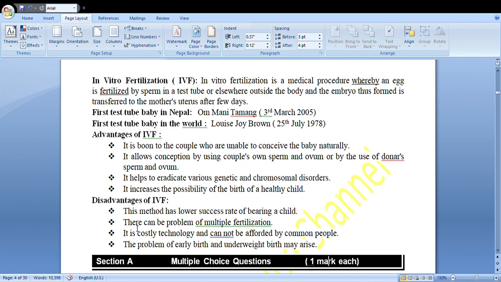Disadvantages of IVF, in vitro fertilization. This method has a lower success rate of bearing a child. There can be a problem of multiple fertilization as well. It is a costly technology and cannot be afforded by common people. The problem of early birth and underweight birth may arise.